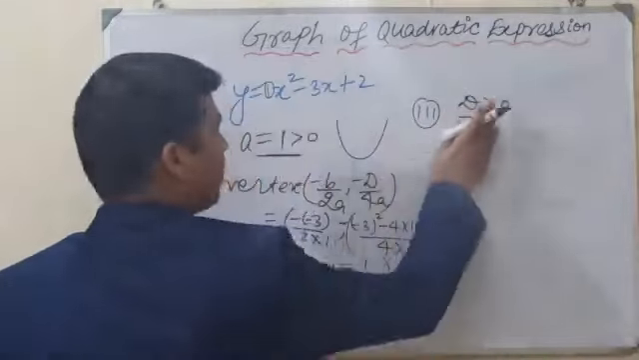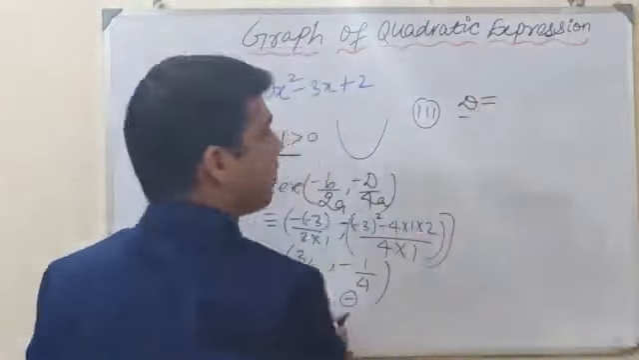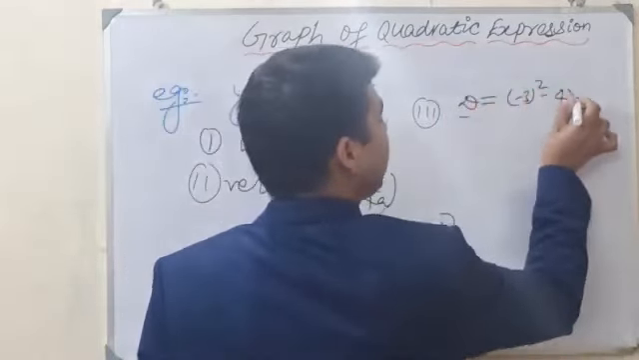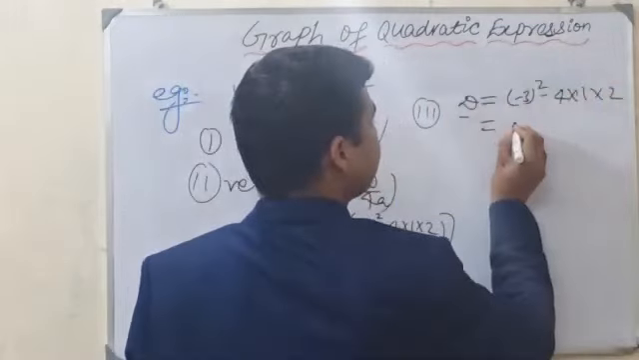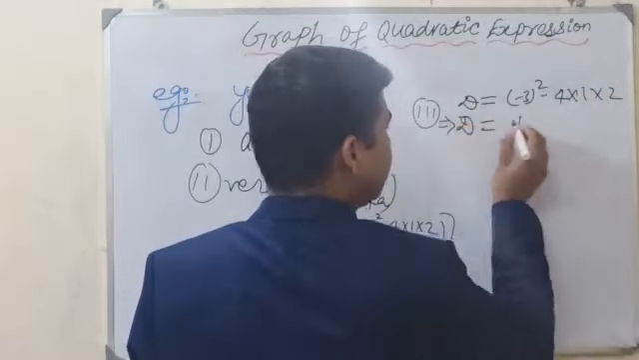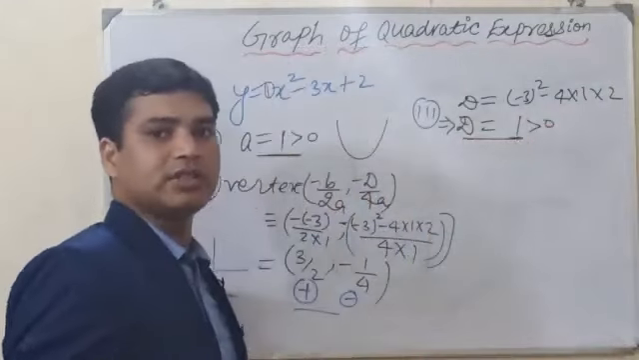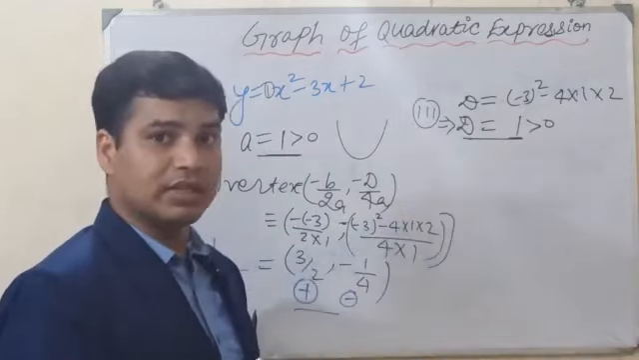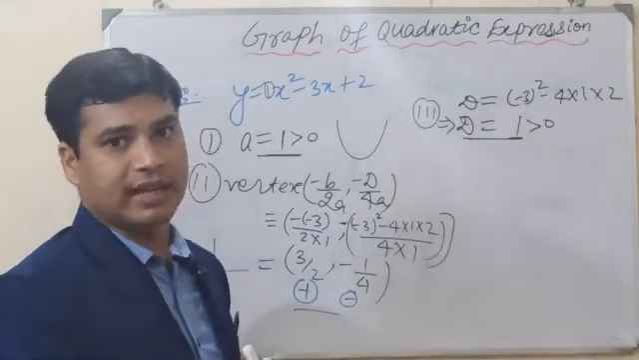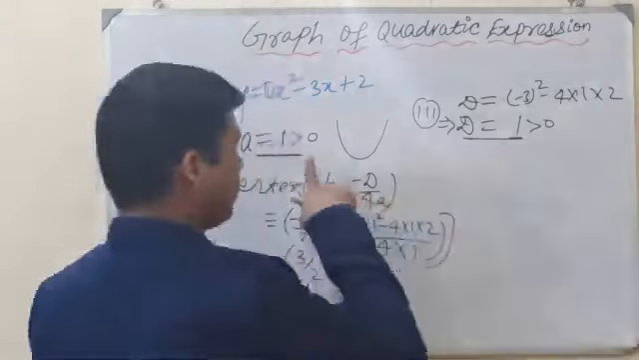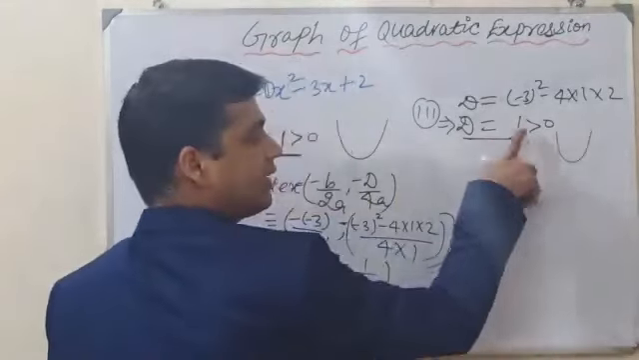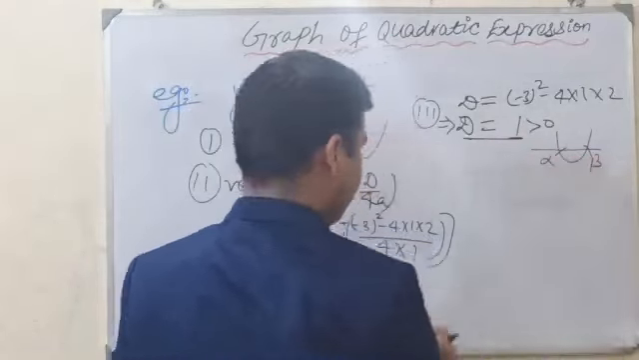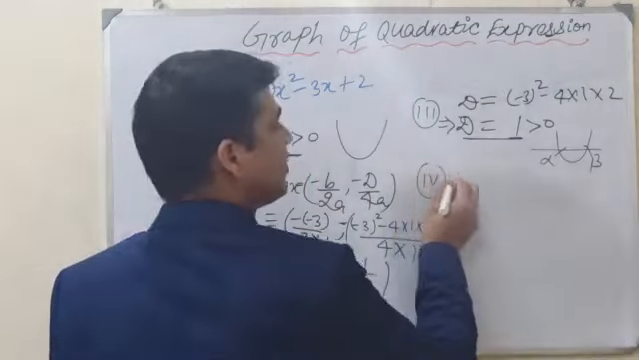So first of all we will find D. What is D here? B square minus 4ac. So b square means minus 3 whole square, minus 4 into a into c. So what are we getting here? 1. And we know that D equals 1, which means greater than 0. D greater than 0 means the roots are real and distinct. Okay, obviously, greater than 0 means real, so it will cut the x-axis. This one is an upward parabola, and D greater than 0 means it will cut the x-axis at two different points, alpha and beta.